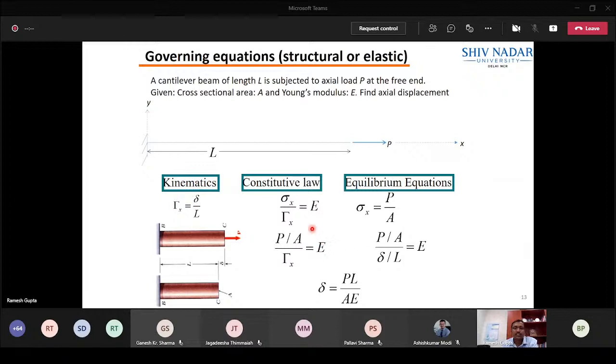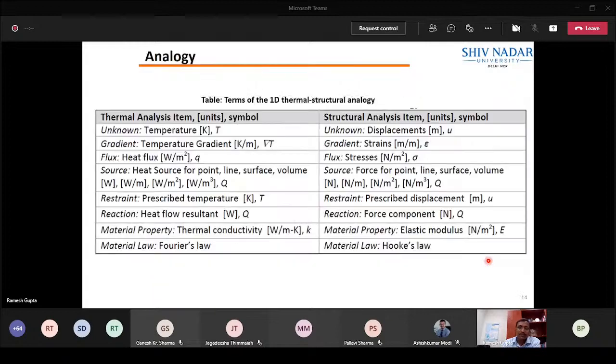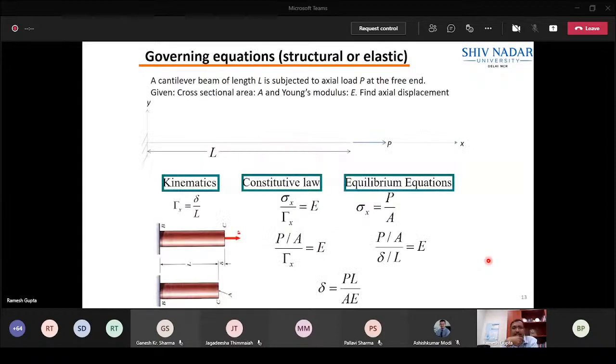Now you can start from any equation to anywhere. Finally you will end up with the relation which is relating delta is equal to PL by AE. So this is the very standard formula you can get by combining these three sets of equations. So now the point comes: is it really that convenient, or is it possible for all cases?